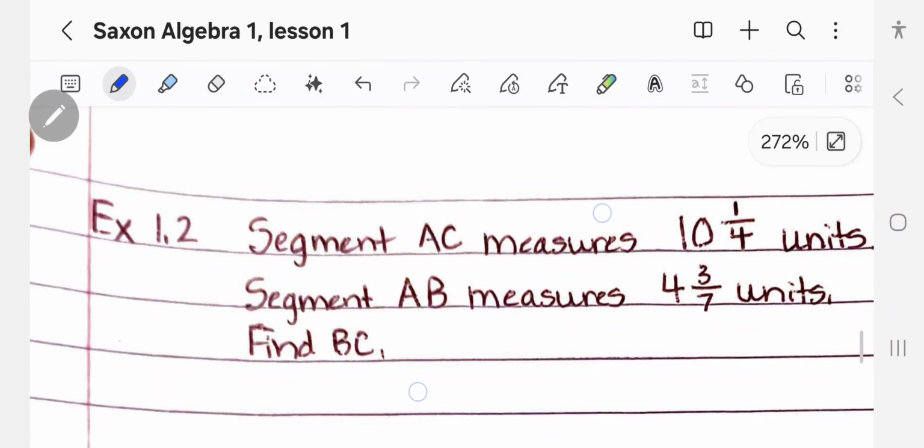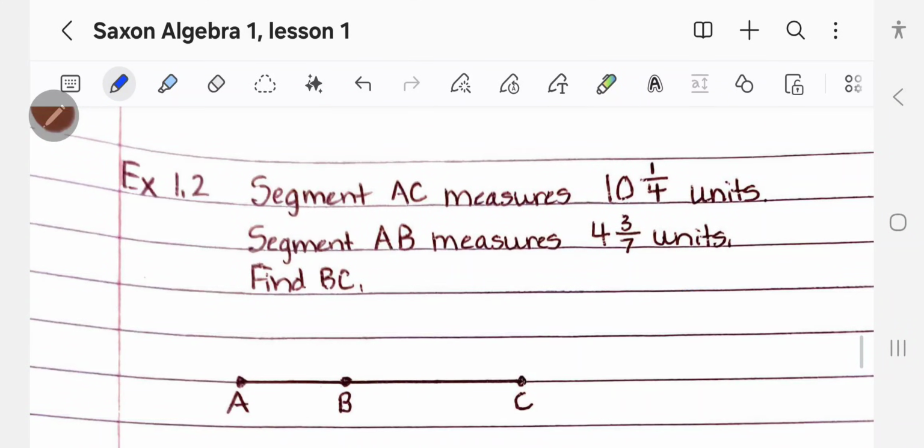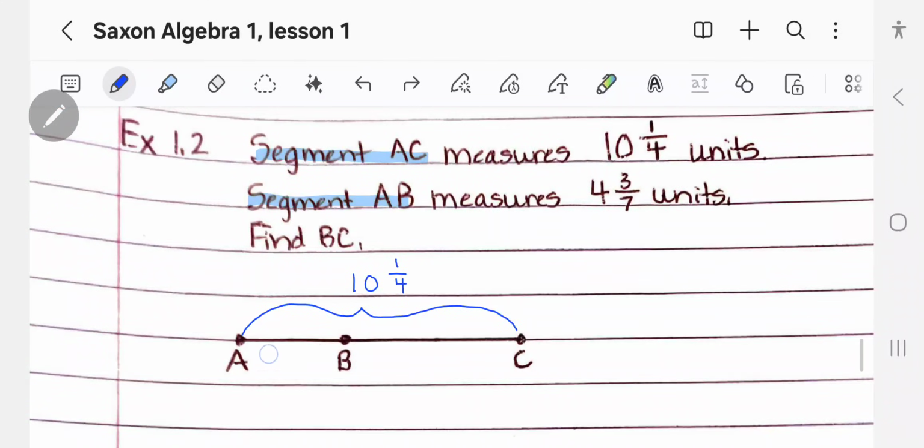All right, I'm going to go down to example 1, 2. They give us a picture and they say that segment AC. Okay, so let's think about this. Segment AC, so they're meaning this whole thing. So I'm going to label this segment AC. The whole thing is 10 and 1/4 units. But segment AB, that's just this piece right here, measures 4 3/7 units. And they want us to find BC. They want us to find this missing value.